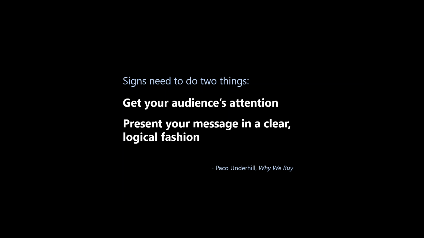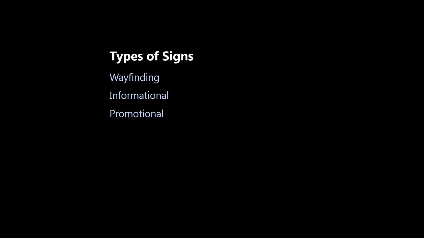So we'll apply that to three different types of signs. Wayfinding. Wayfinding signs help customers understand where they should go for what they need. Informational signs, which tell customers something important or useful or something that we're required to tell them. And promotional signs, which get the customer's attention and then tell them something about a service or a program we think that they might like.